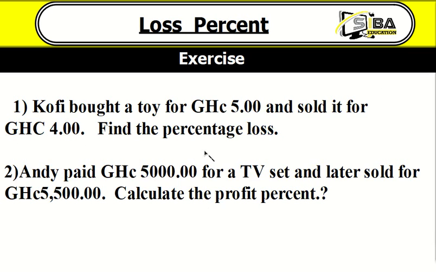Now, I have these exercises for you to try your hands on. Kofi bought a toy for 5 cedis and sold it for 4 cedis. Find the percentage loss. And question 2, Andy paid 5,000 for a TV set and later sold it for 5,500. Calculate the profit percent.